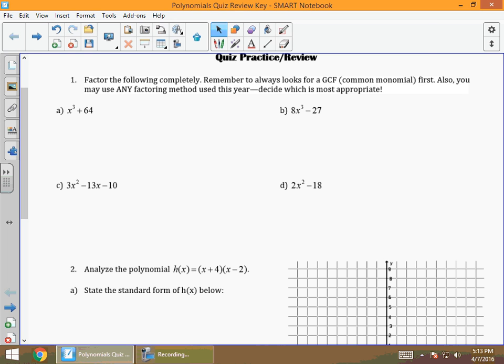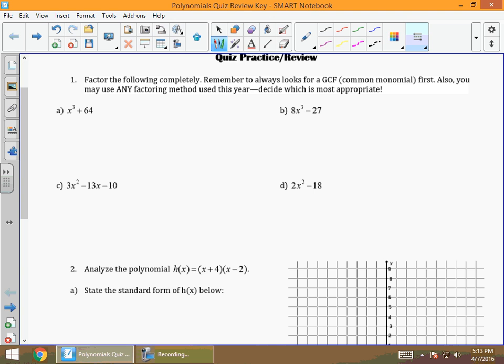Let's jump right into this and take a look at question number 1. It has 4 different parts, A, B, C, and D, in which we are going to need to factor completely. Make sure we always check first for a GCF. And after that, we'll make a determination on which one of our methods is the best to move forward.